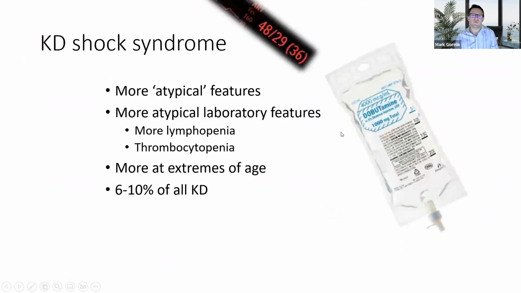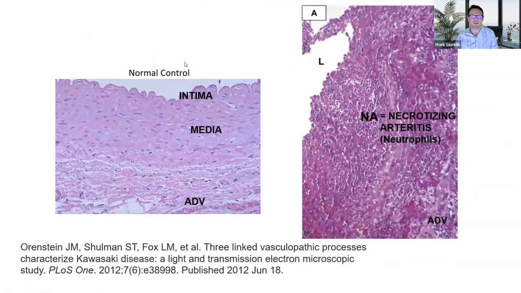Another form of Kawasaki disease is called Kawasaki shock syndrome. And this is a kind of atypical feature. It's about 5 or 10% of all the Kawasaki disease patients. And in these patients, they tend to get shock. In other words, they come in with low blood pressures and some of the features of Kawasaki disease. And it actually is very reminiscent of multisystem inflammatory syndrome, and led us to believe that these two diseases, multisystem inflammatory syndrome and Kawasaki disease, were related.